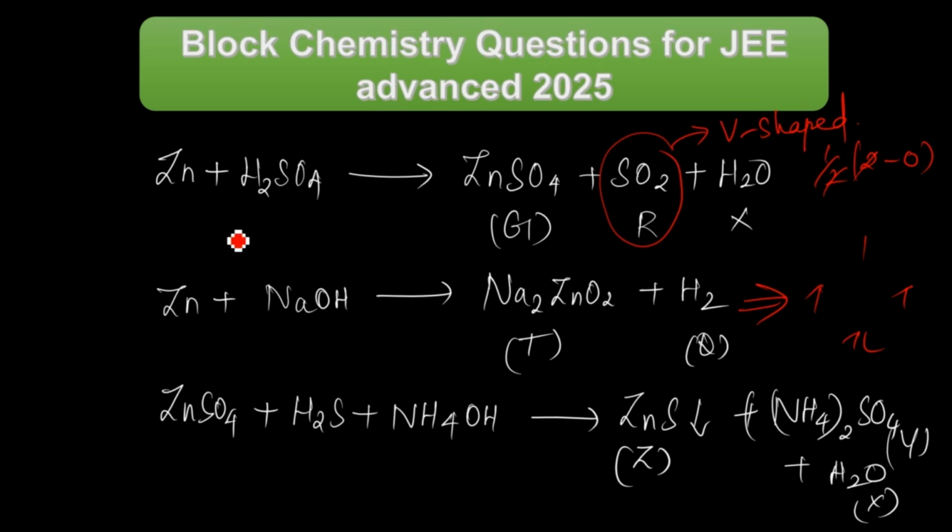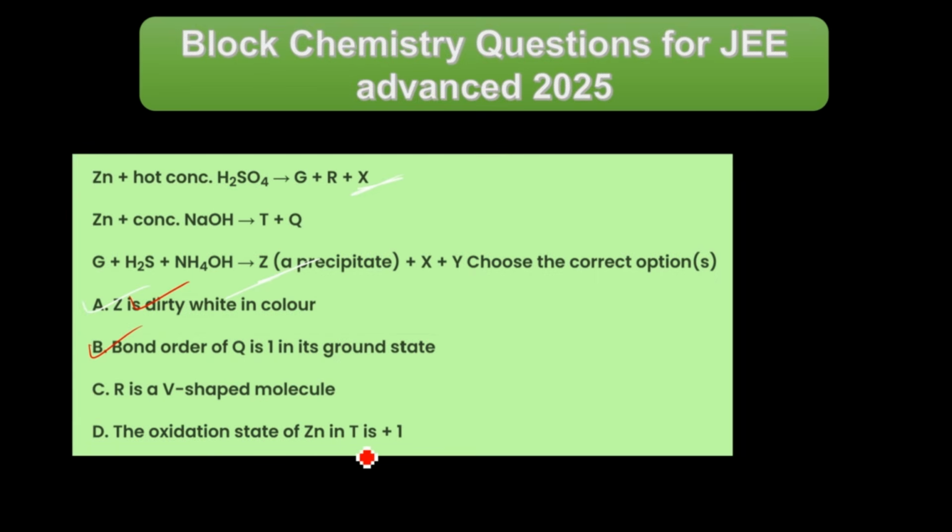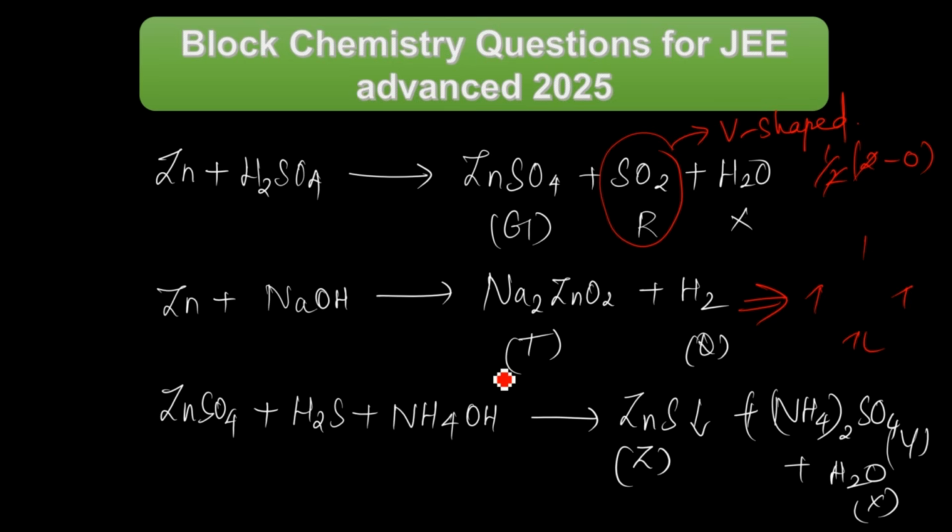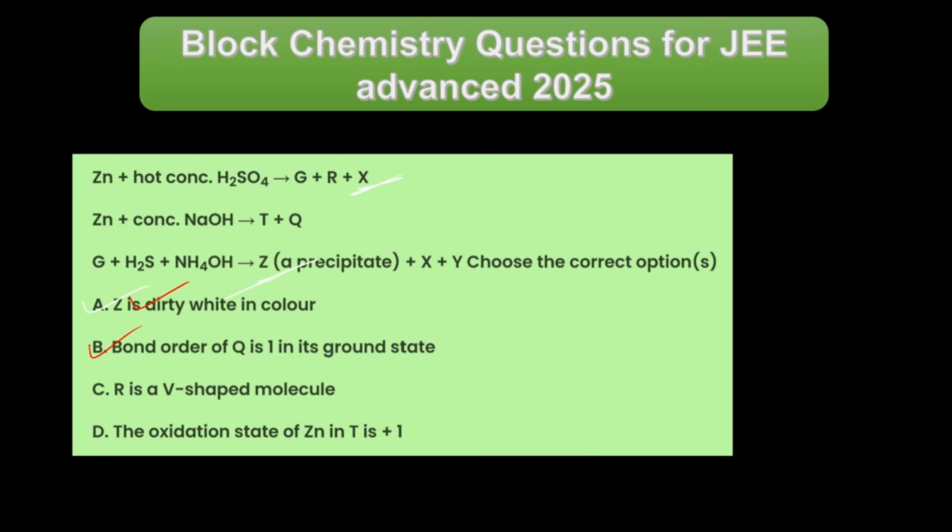Then, oxidation state of zinc in T is +1. Zinc in T: 2 plus zinc plus 2 oxygens, 2 plus x minus 4 equals 0, so x equals +4 minus 2, which is +2. So this is not a correct statement. Zinc obviously will not exhibit the +1 state. So the rest of them, A, B, C, are right.